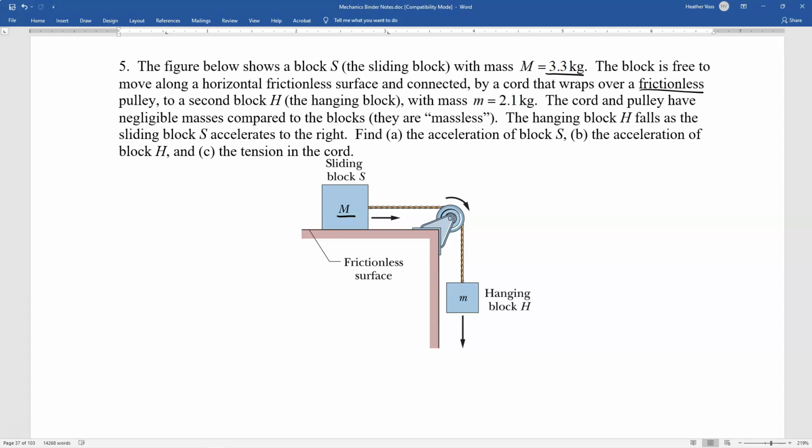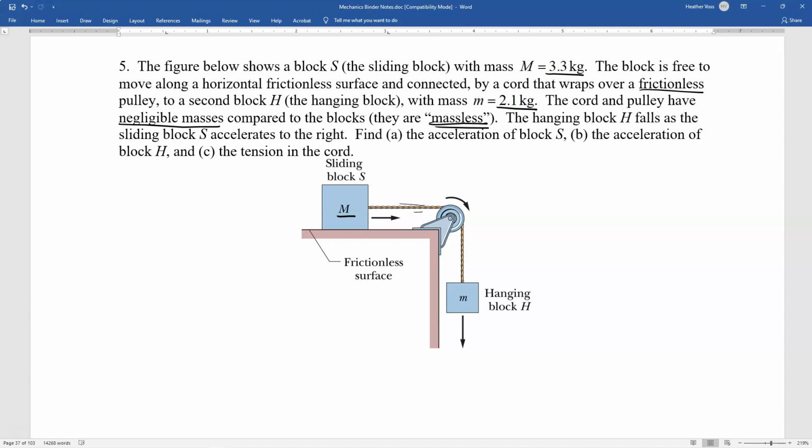That should probably clue you in that in the future, it's not always going to be the case. It's coming, just not for a while. Okay, it's going to be hanging. It's connected to this hanging block that has a mass of 2.1 kilograms. So the cord and the pulley have negligible masses, we can ignore them in comparison with the blocks. So we basically say, okay, in comparison, these are massless, so we can ignore their existence. Our hanging block is going to fall as the sliding block is going to accelerate to the right.